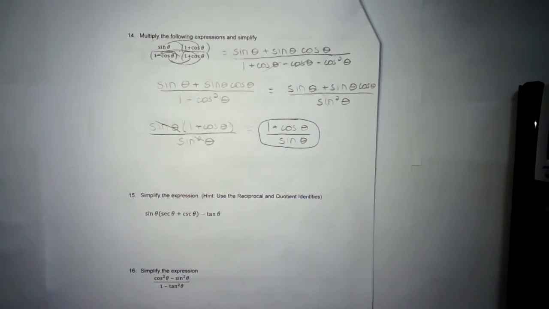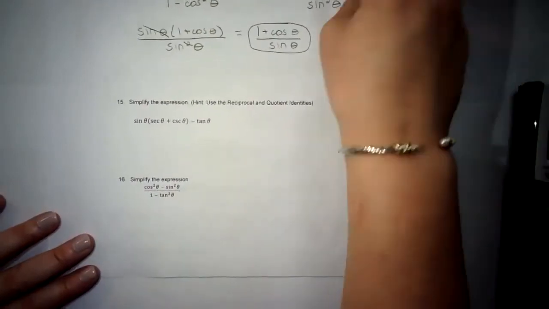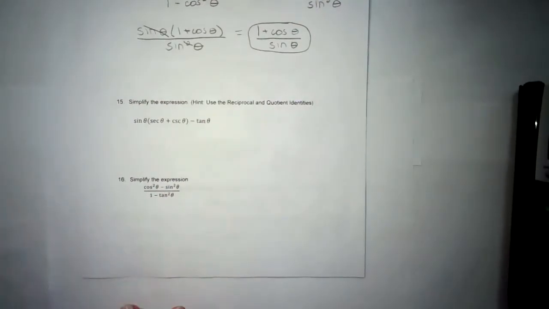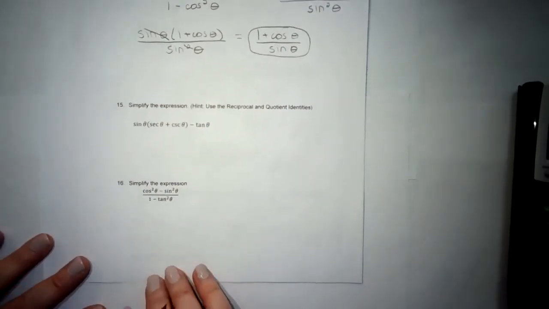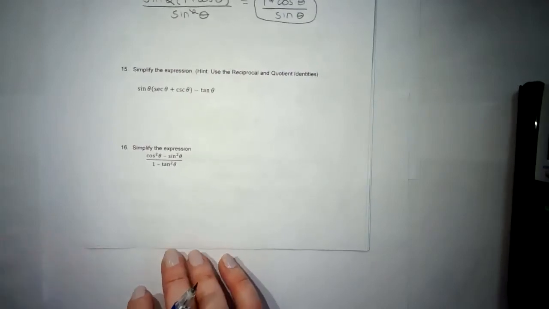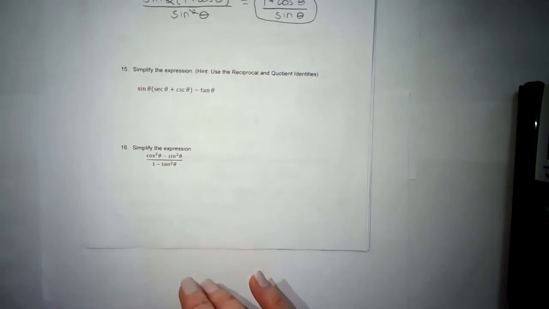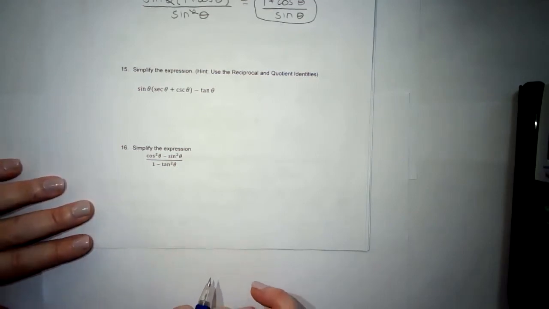So practice that one. That one's a little strange, but that's probably the hardest one. It's not hard, it's just weird, and you don't know where to stop. Now we got a hint. Simplify gives us the hint: use reciprocal and use quotient identities. Let me check this out first.